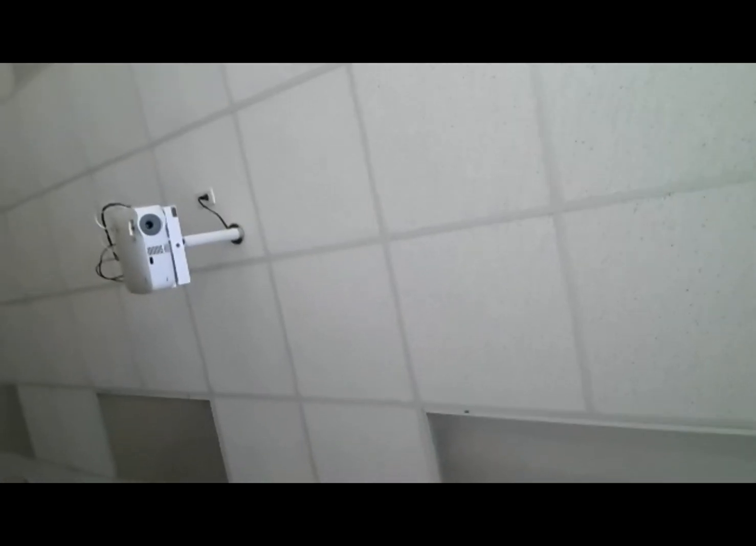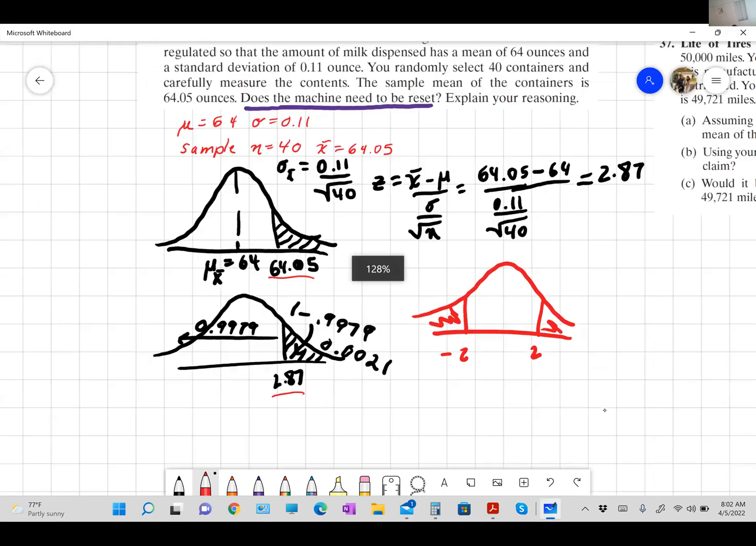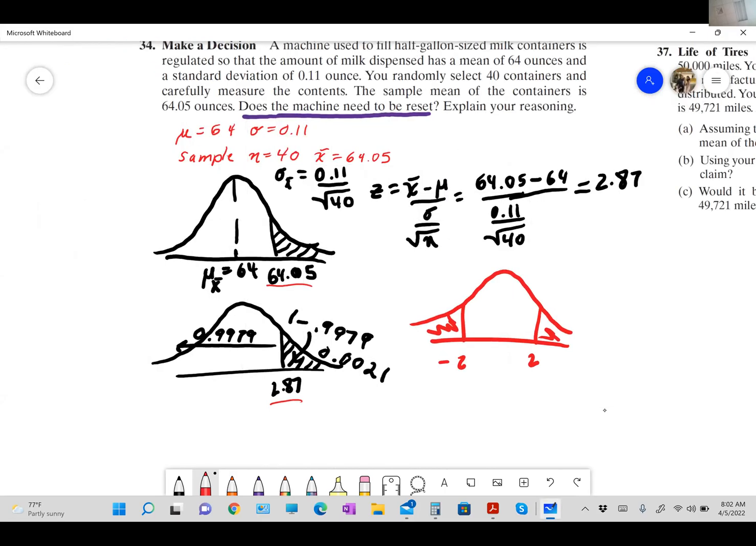So, I mean, in a nutshell, that's one of the responses. So you would probably say something like this: that it's very unlikely that we would have sampled 40 containers with a mean equal to 64.05 ounces. Okay, that's what you would say, something like that. Questions or concerns?